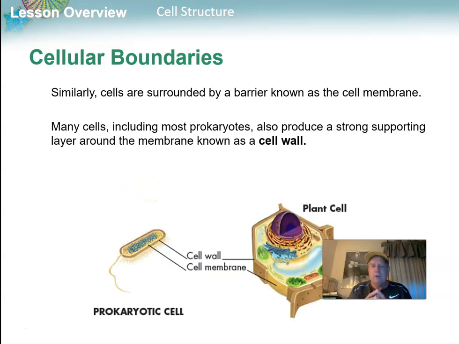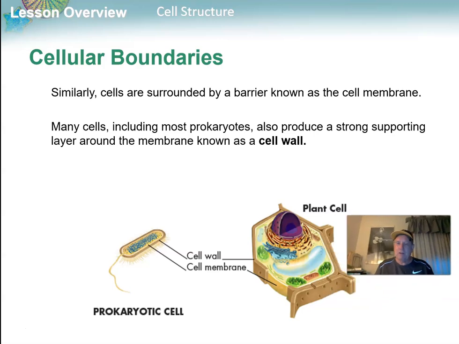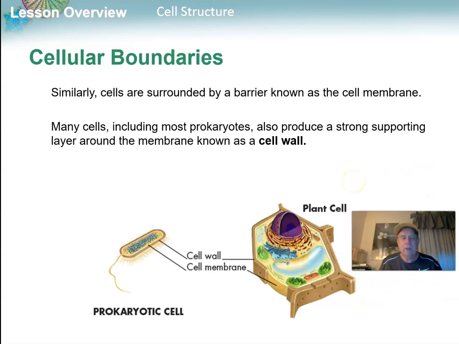Cells are surrounded by a barrier known as the cell membrane. Remember when we talked about things that all cells have, that all cells have to have a cell membrane? Many cells, including prokaryotes, remember those that don't have a nucleus, also produce a strong supporting layer around the membrane known as a cell wall. Now, when we were talking about the difference between a plant cell and an animal cell, we said the plant cell had a cell wall. But it's not just the plant cell that has a cell wall. I'll give you a list of other things that have cell walls.